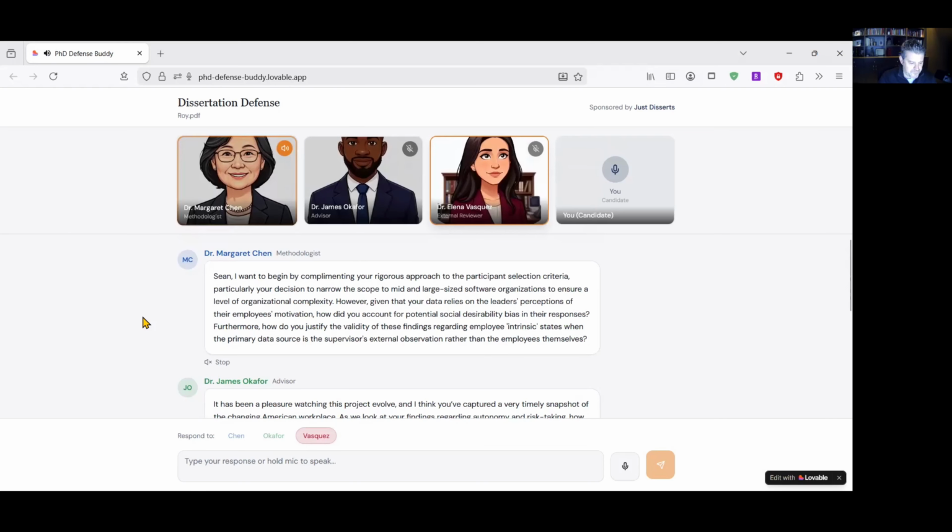Sean, I want to begin by complimenting your rigorous approach to the participant selection criteria, particularly your decision to narrow the scope to mid and large-sized software organizations to ensure a level of organizational complexity. However, given that your data relies on the leader's perceptions of their employees' motivation, how did you account for potential social desirability bias in their responses? Furthermore, how do you justify the validity of these findings regarding employee intrinsic states when the primary data source is the supervisor's external observation rather than the employees themselves?